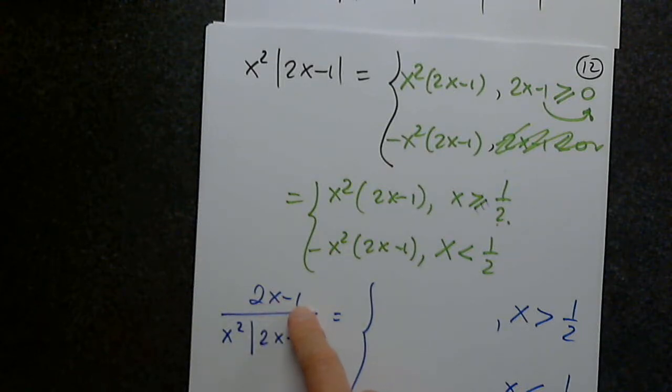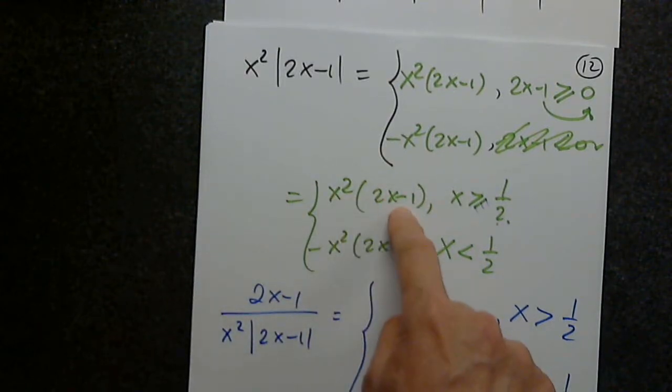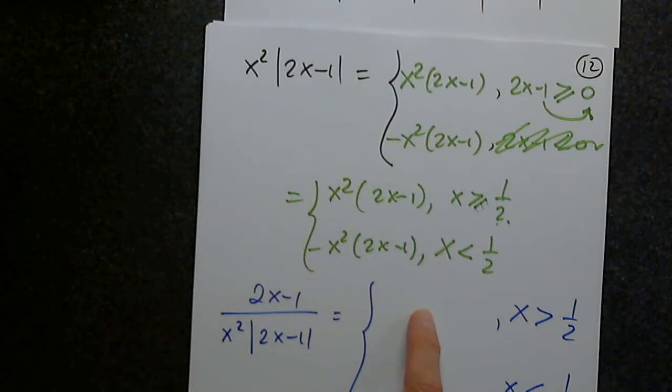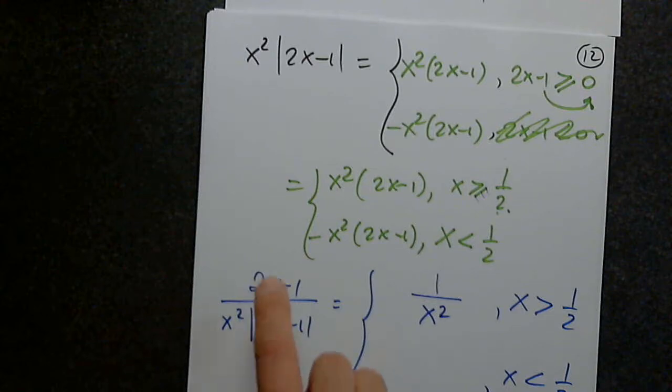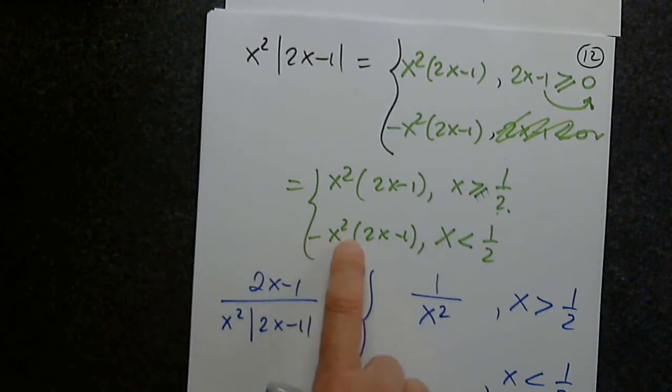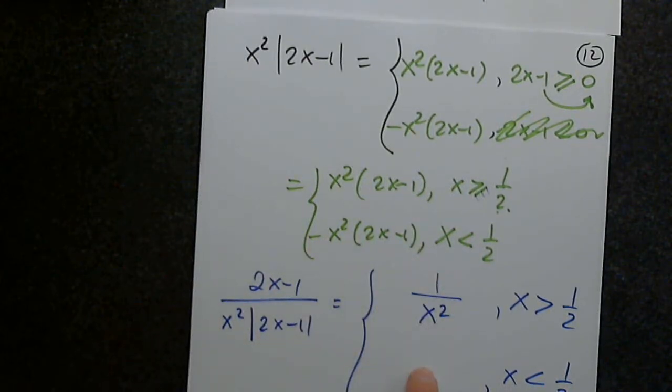2x minus 1 over x squared times 2x minus 1 will give us what? One over x squared. Awesome. Great job. 2x minus 1 over negative x squared times 2x minus 1 will give us 1 over x squared.